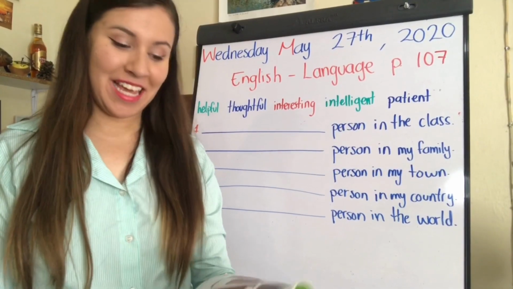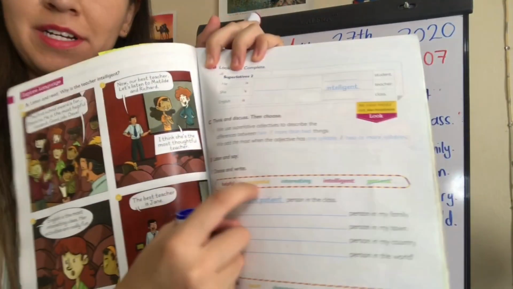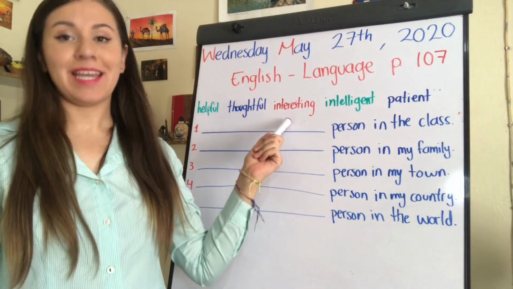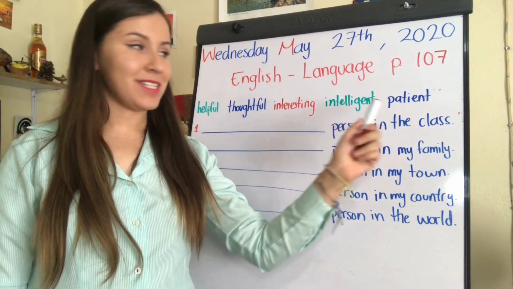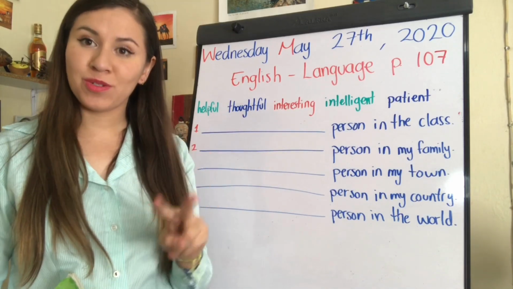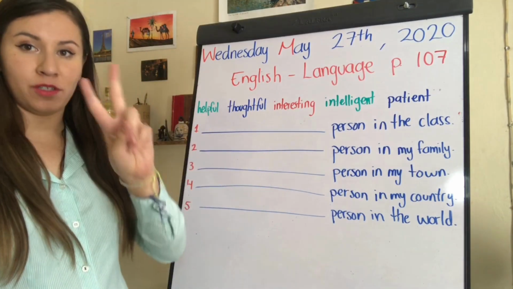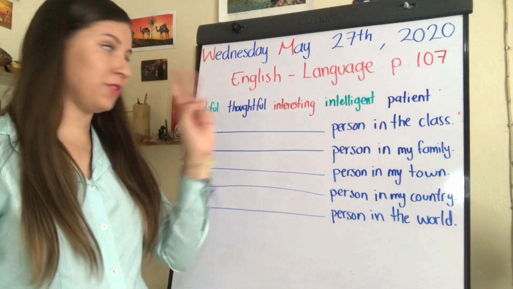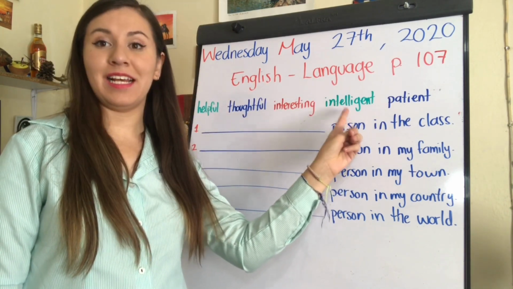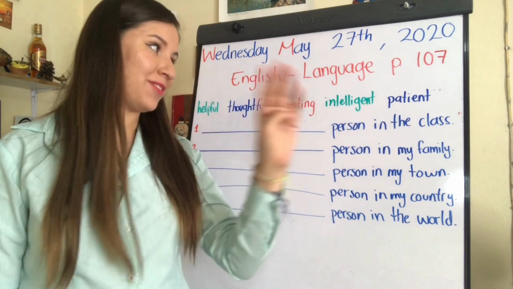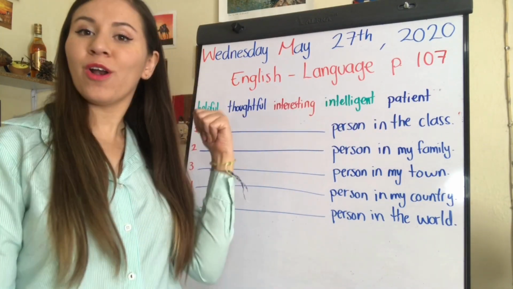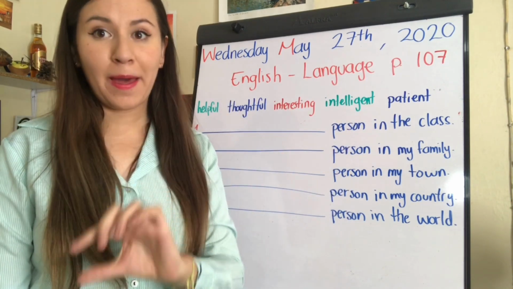Okay, last activity. In this activity you have different adjectives. We have helpful, thoughtful, interesting, intelligent, and patient. All of these words have two or more syllables. Helpful, 2. Thoughtful, 2. Interesting, 3 syllables. Intelligent, 4 syllables. Patient, 2 syllables. That means that with all of these words, we're gonna use the most.